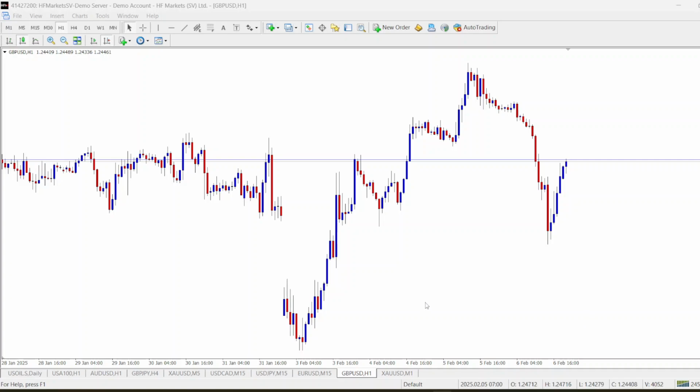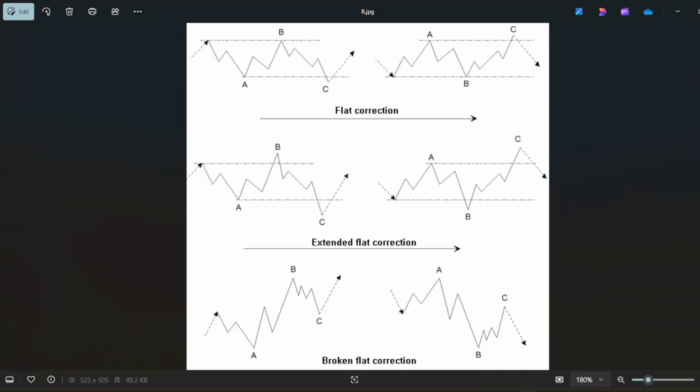So what exactly is a flat correction? In Elliott Wave Theory, a flat correction is a three-wave corrective structure labeled A, B, C that occurs during a pullback in the market. So usually the flat correction is mostly found during pullbacks. When you have a pullback in a market, that's where you're going to find the flat correction. It follows a 3-3-5 structure.